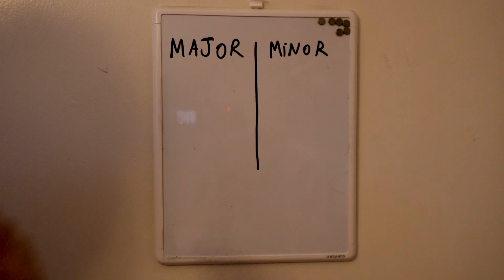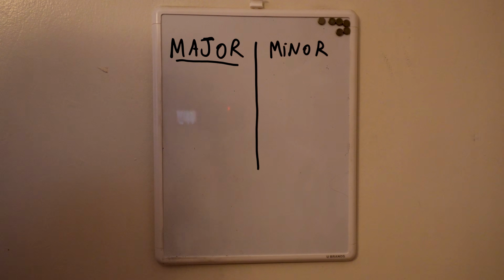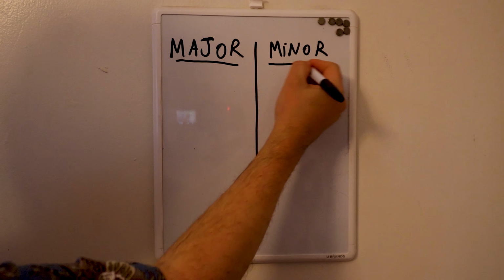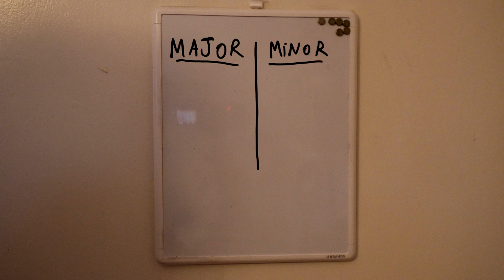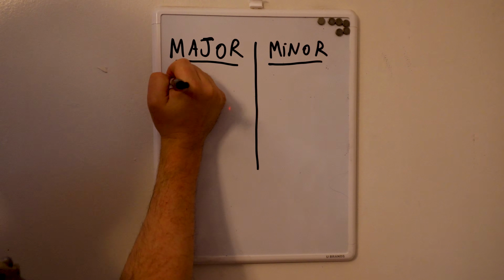We're going to start by categorizing all 7 modes into either major or minor. Let's go and take a look. Now, major is going to be defined by its major third away from the root, and minor is going to be defined by its minor third as derived from the root. The archetypal major mode is going to be Ionian.